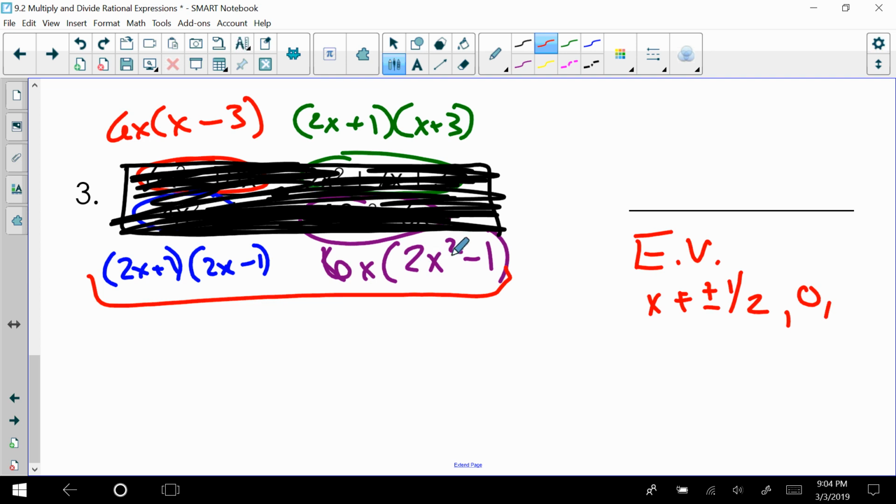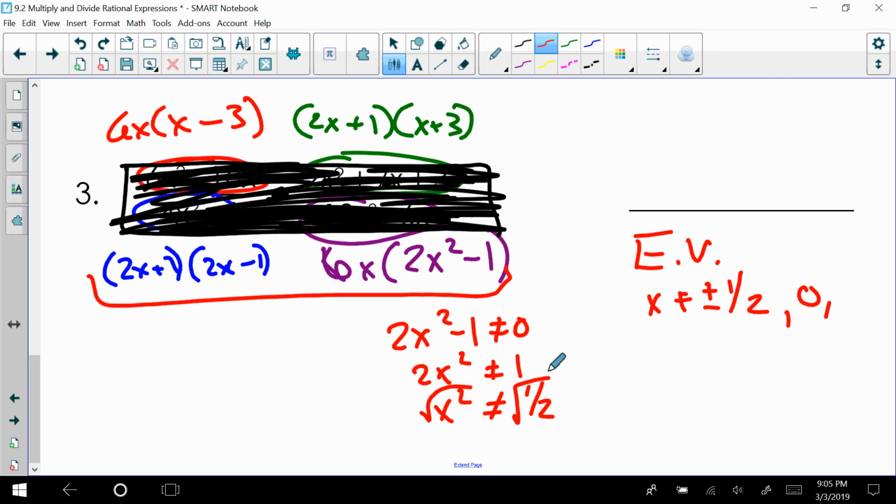Now here, maybe I'll do this one here. 2x squared minus 1 can't equal 0. So 2x squared can't equal 1. Divided by 2, x squared cannot equal 1 half. How do you finish this? Square root it, square root it. Oh, that doesn't square root nicely. Here, we have to write this out.